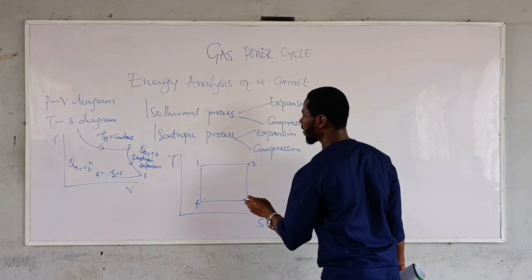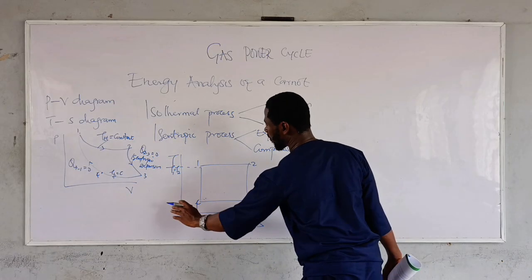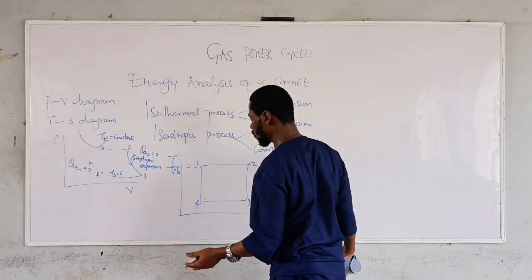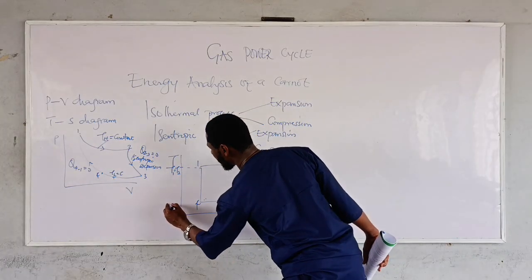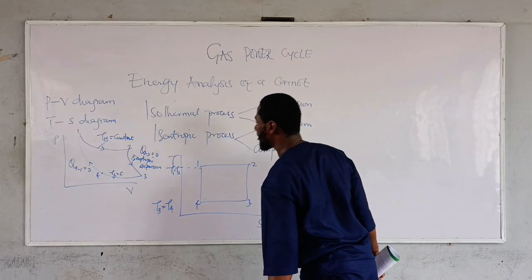Temperature entropy diagram. So from here to here, we can say T1 equals to what? T2. Then from this side, we can name it T1 or T2. Then from here to here, we have what? T3 equals to what? T4.